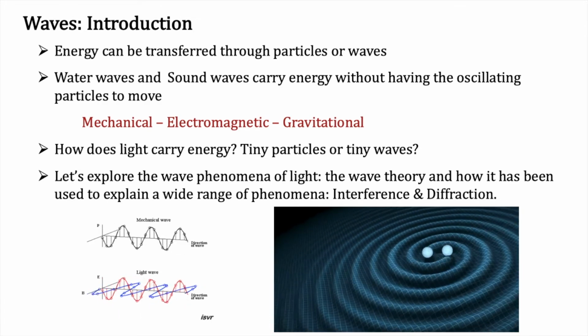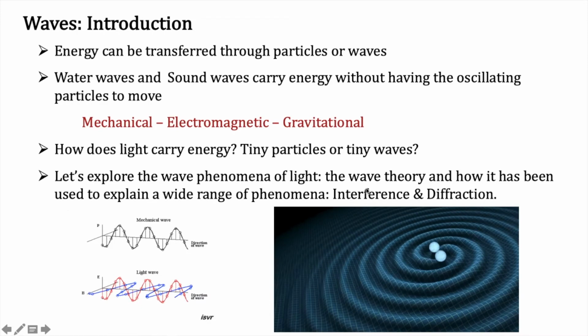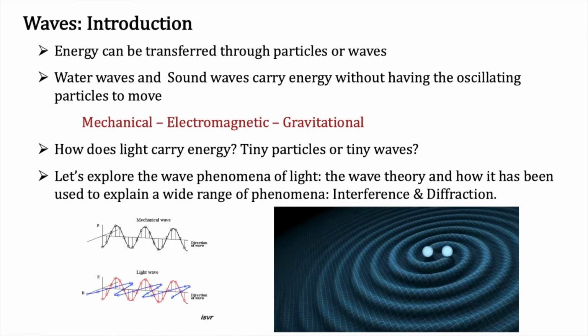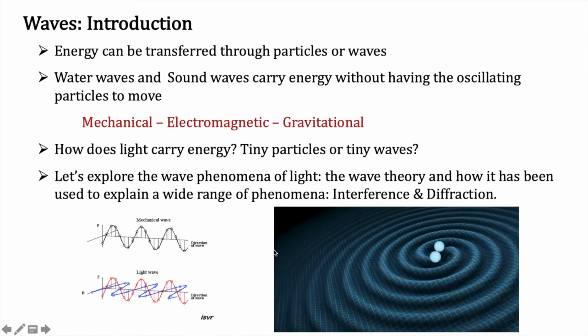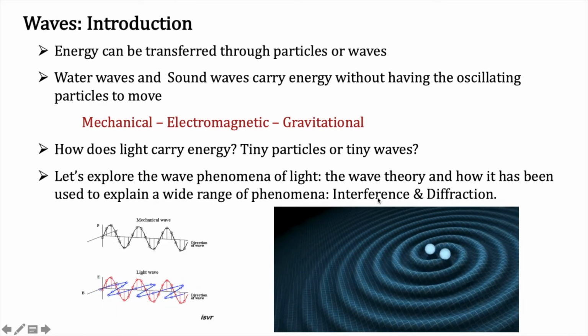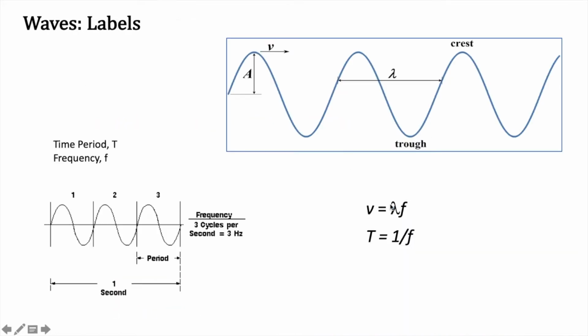Today we'll explore the wave phenomenon of light, with more focus on that one, and we'll look into what interference and diffraction are. Waves, in general, we can label by looking at their geometrical shape. And this is true for all types of wave.